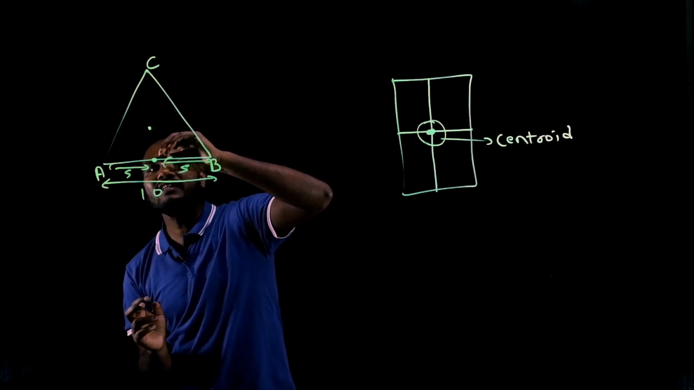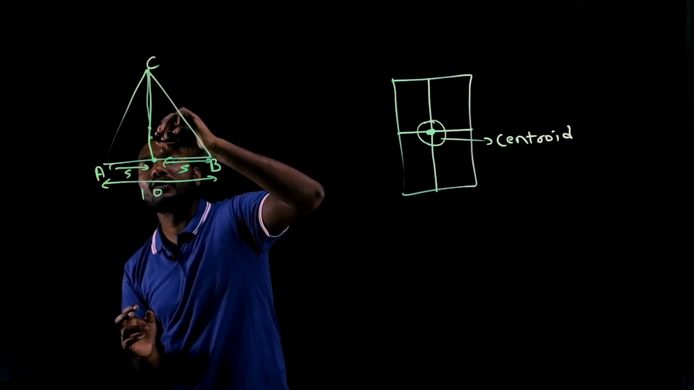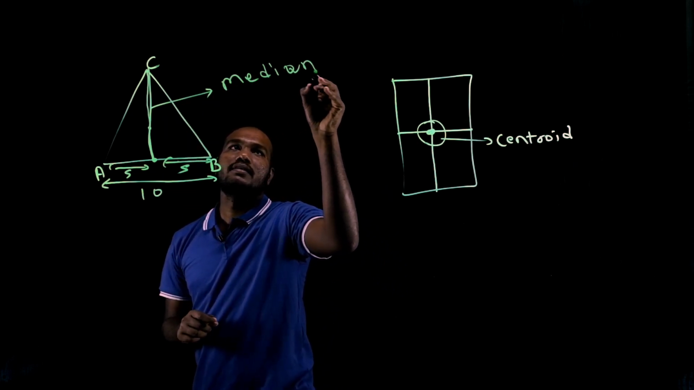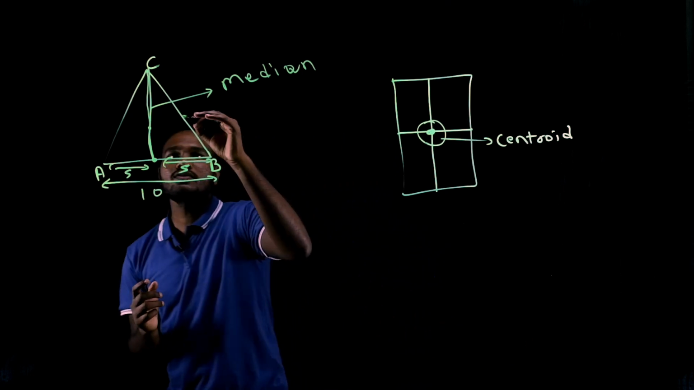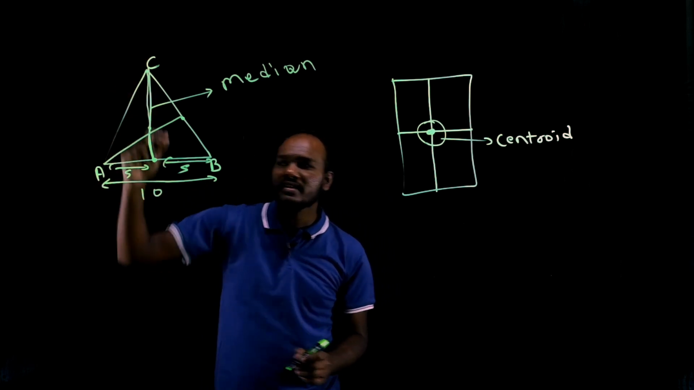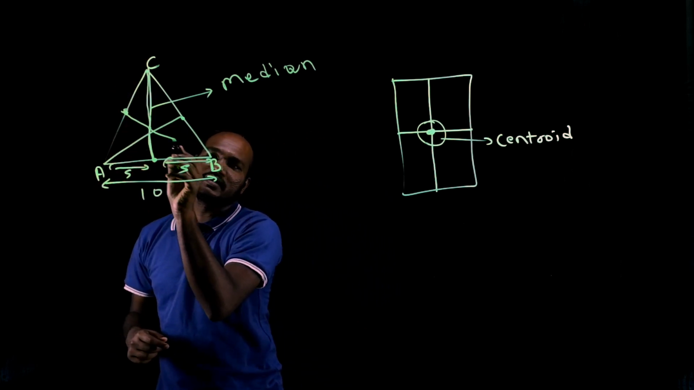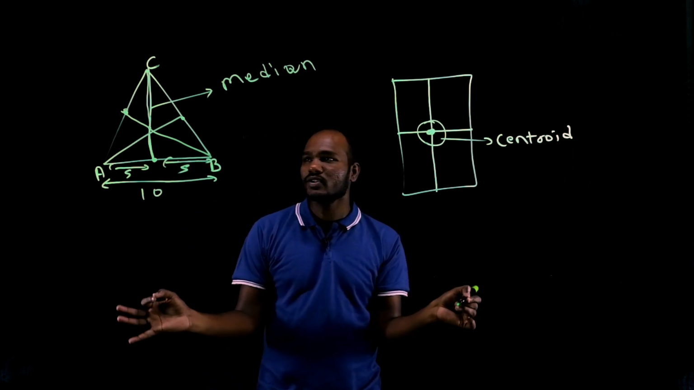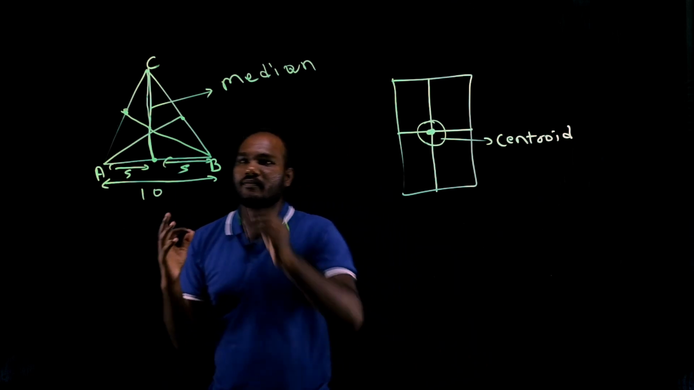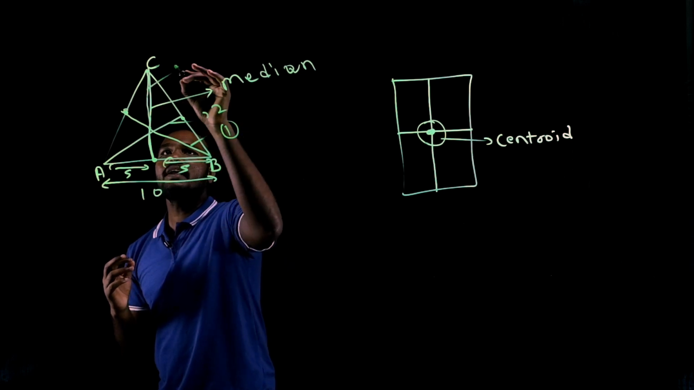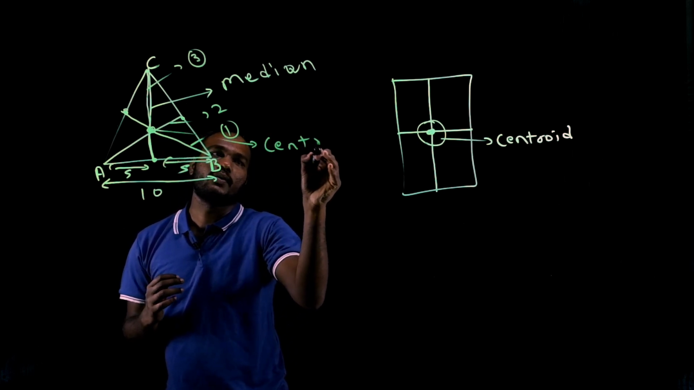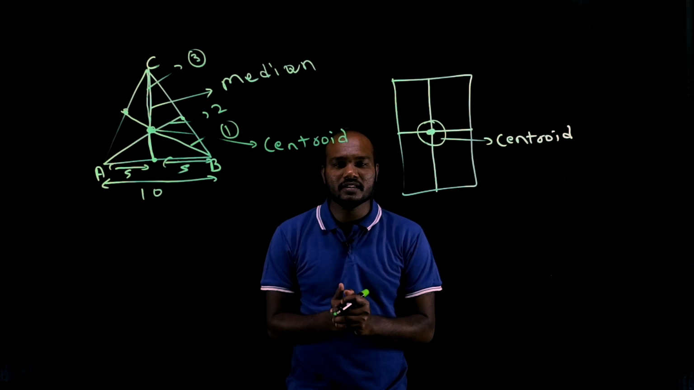Then what I need to do is join this midpoint and the opposite vertex. This is called a median. In the same way, here also I can find the midpoint of these two points and join this. Here also, somewhere here, I can join these. Now, the point of intersection of these three medians, median number 1, median number 2, and median number 3, that is this, right? This is called the centroid.